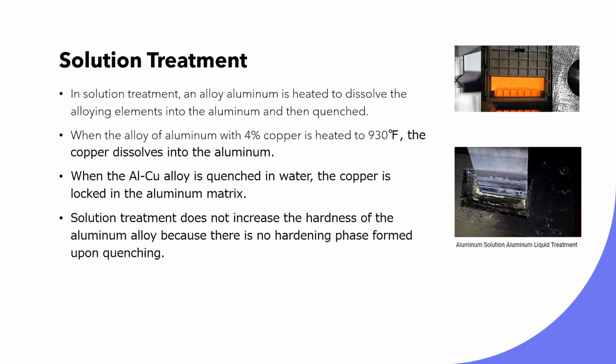So when the alloy of aluminum with 4% copper, if you heat it all the way to 930 degrees Fahrenheit, the copper is going to dissolve into the aluminum. So when the aluminum copper alloy, we're going to quench in water, and the copper is locked in the aluminum matrix. Water we put there just to stop the heat so you don't overshoot the temperature. So solution treatment does not increase the hardness of the aluminum alloy because there's no hardening phase formed upon heating or quenching.